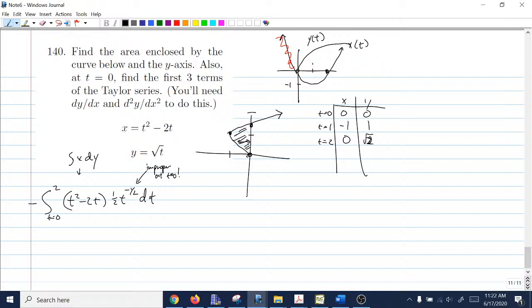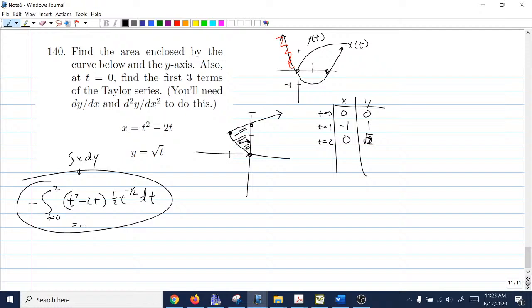After you multiply that into the other thing, it stops being improper, but that's a thing to look out for. The t to the negative 1/2 goes to infinity at 0, so there's something hinky going on there. Okay, that's the area, but the question was actually about the Taylor polynomial part. So do the integral to get the area. It's not an interesting integral.